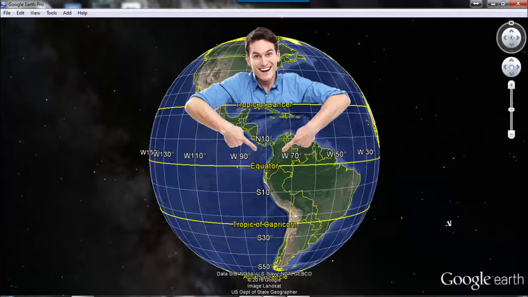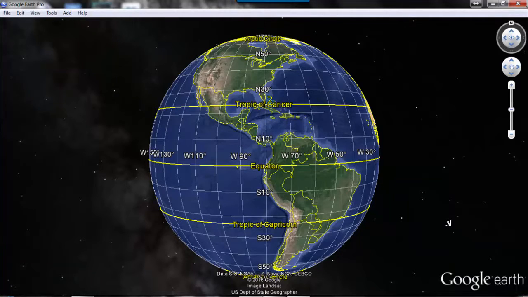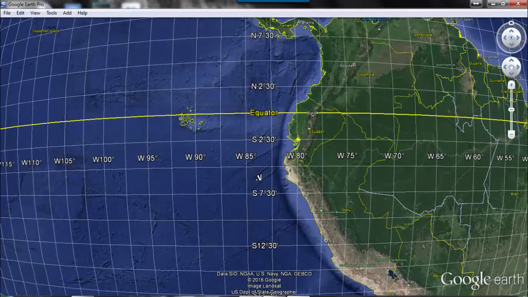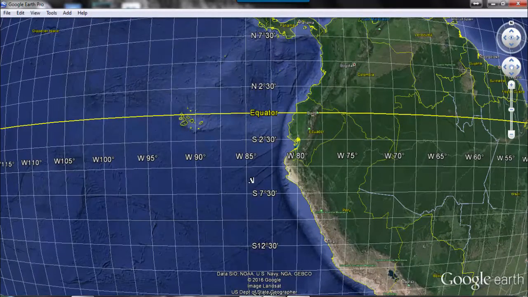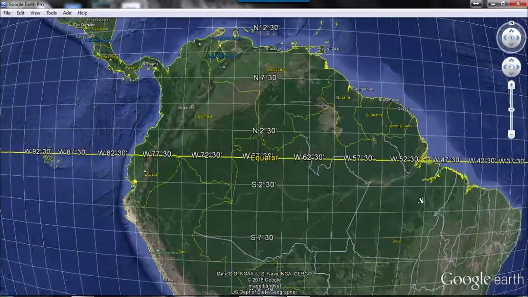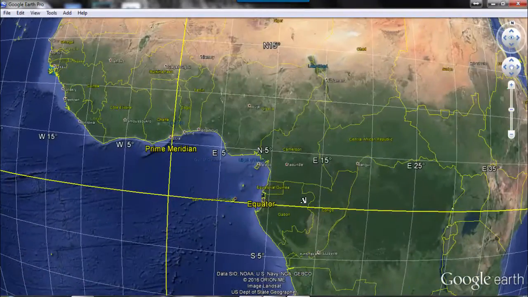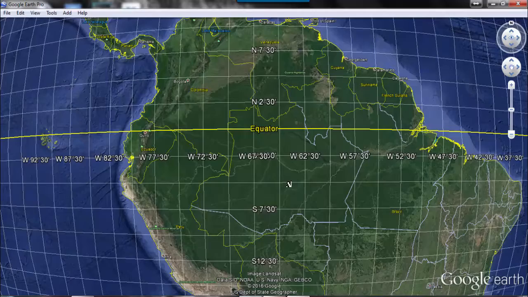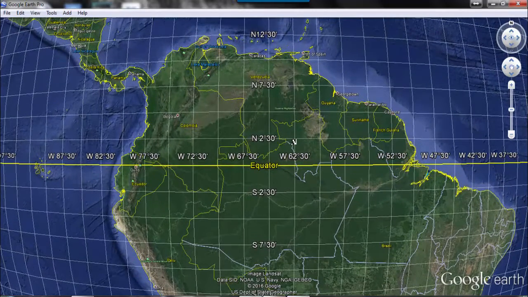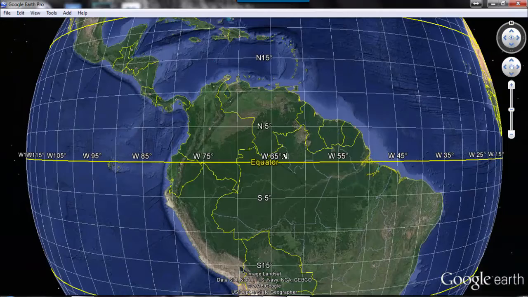Now let's get a little closer to begin observing certain important details. You can now notice that the lines are beginning to show both numbers and letters. The letters are easy. N means north, the S stands for south, the E for east, and W for west. So at the intersection of two lines, you'll automatically know what hemisphere you are right now.